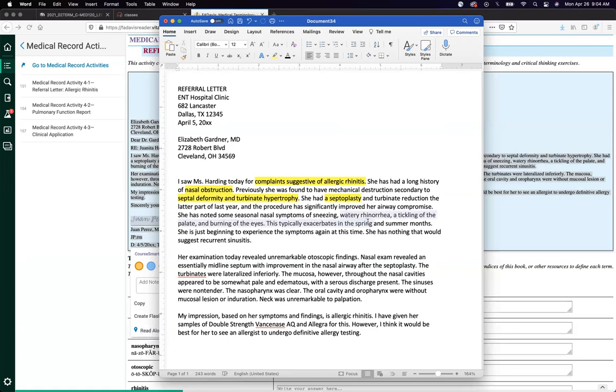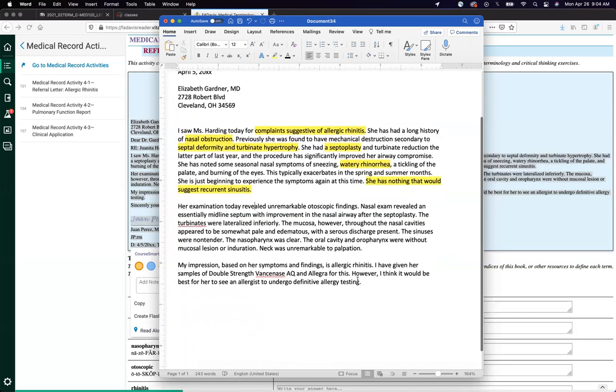She also had watery rhinorrhea, burning of the eyes, exacerbates in the spring and summer months, right? So she experiences symptoms again at this time. And there's nothing that would suggest recurrent rhinitis. So let's just take that part as an example.